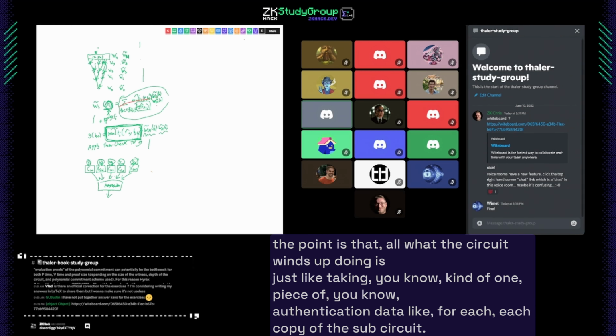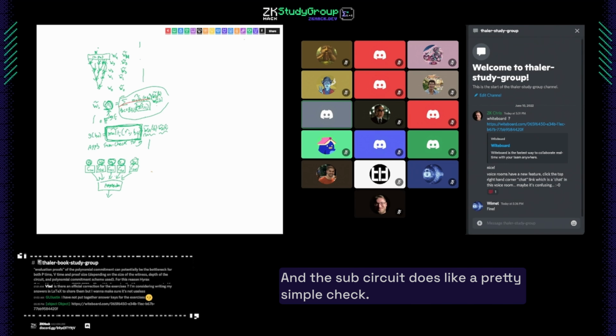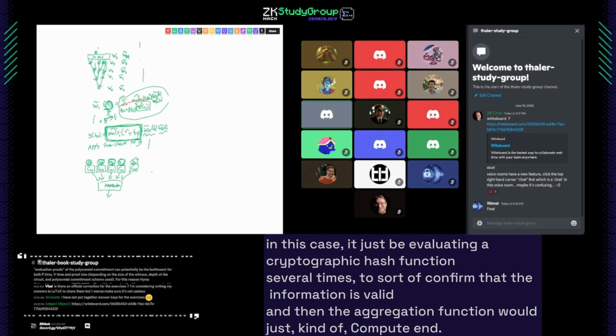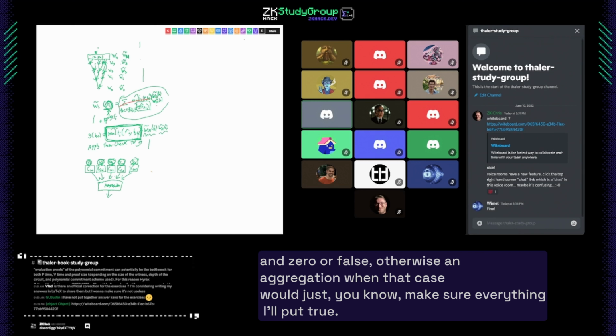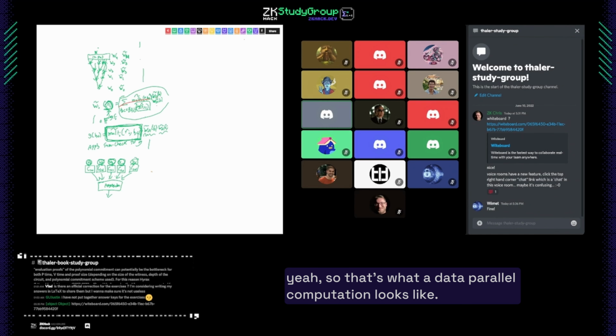The point is that what the circuit winds up doing is taking one piece of authentication data for each copy of the subcircuit, and the subcircuit does a pretty simple check. In this case, it'd just be evaluating a cryptographic hash function several times to confirm that the information is valid. And then the aggregation function would just compute AND, right? So the C sub will output one or true if the authentication information was deemed valid, and zero or false otherwise. And aggregation in that case would just be, make sure everything output true. Yeah, so that's what a data parallel computation looks like.